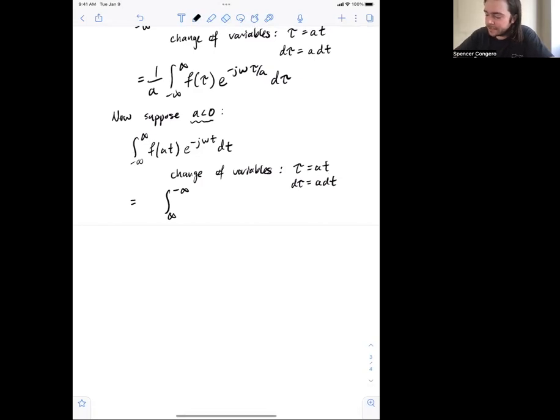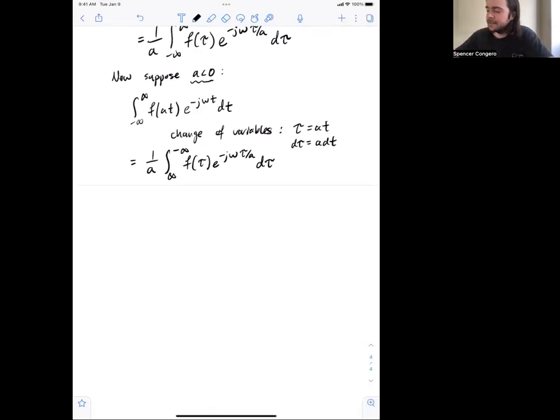But then f of at is certainly still tau. And e to the -j omega, well, t is still tau divided by a. That hasn't changed. And dt is still going to be d tau divided by a, so I'll keep that. But now, of course, I don't like these bounds being backwards. As you remember from calculus, if I ever want to switch my integration bounds, I just have to add a negative sign. So I'll add that negative sign right there, and I go negative infinity to infinity of f of tau, e to the -j omega tau over a, d tau.